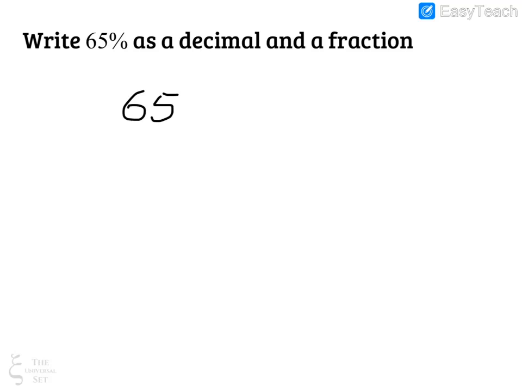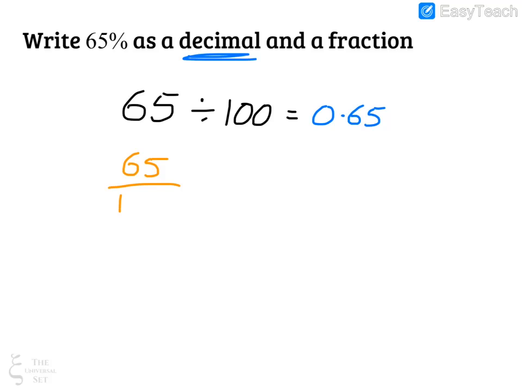To change it into a decimal, we're going to have to divide by 100. And if I take my 65 and I divide it by 100, the answer I'm going to get is 0.65. So that's my decimal sorted. As a fraction then, we're going to start with the 65%. 65% means 65 out of 100. But we need to do some simplifying.